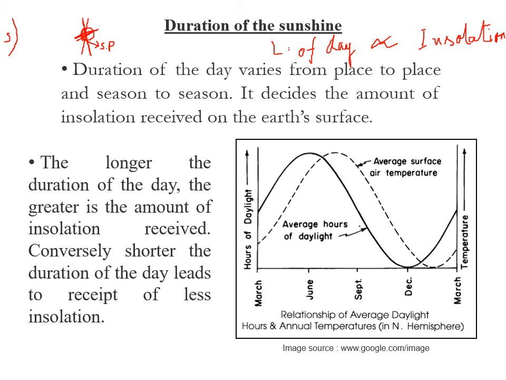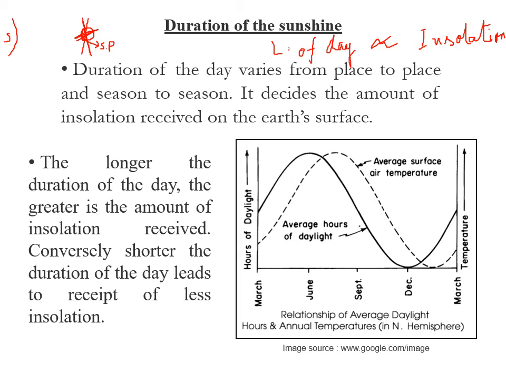Similarly, the lower the insolation energy received by any point over the Earth's surface, the lower will be the climatic effect due to the receiving of incoming solar radiation.